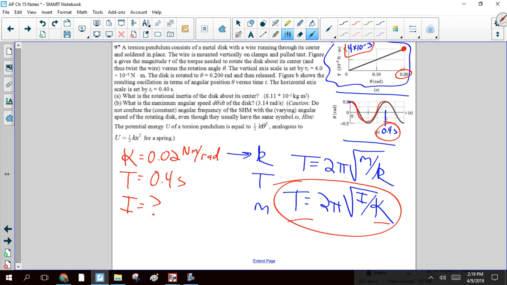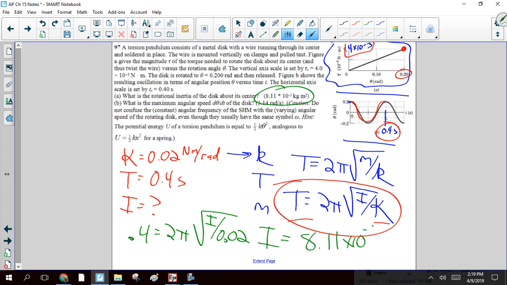I mean, at this point, you can plug in the numbers, right? So what are we going to get? We'll do it in green here. You're going to get 0.4 is your period. That equals 2 pi times the square root of I, which is what you're looking for, over kappa, which is 0.02. I'll let you do the algebra, solve for your I, and it turns out to be 8.11 times 10 to the negative fifth. And remember, rotational inertia is kilogram meters squared. Okay?